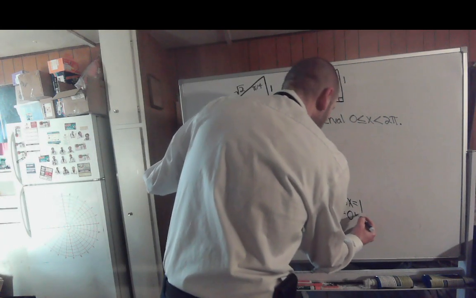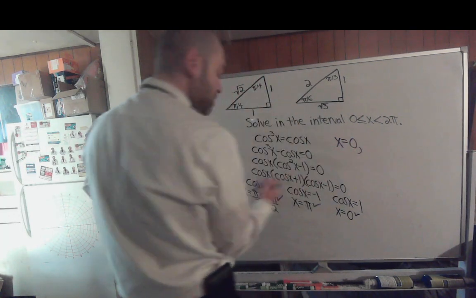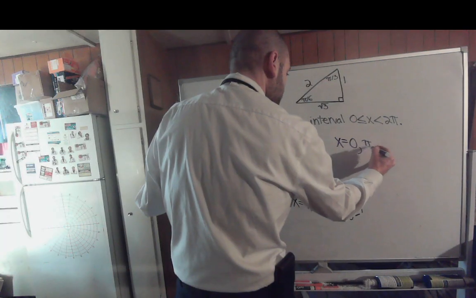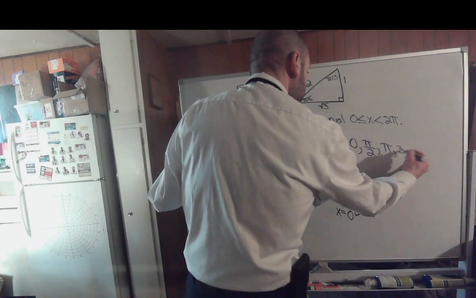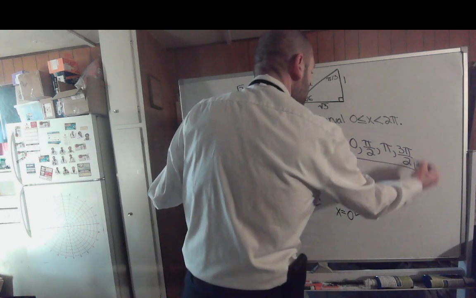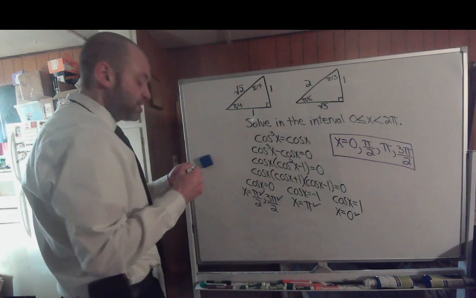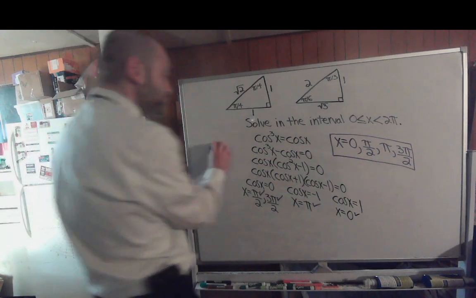So your 4 solutions for this interval are going to be x equals 0, pi over 2, pi, and 3 pi over 2. So you get x equals 0, pi over 2, pi, and 3 pi over 2.